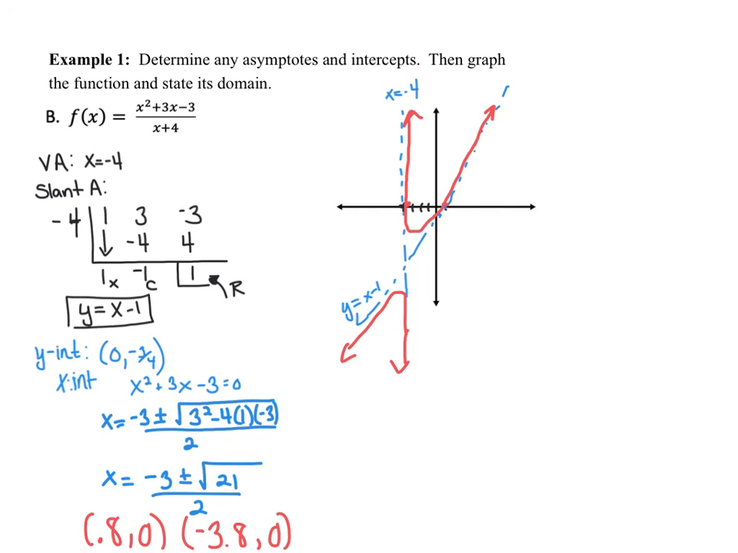Lastly, I am still missing the domain of the function, which would be -∞ to -4, where my vertical asymptote is, and then -4 to infinity.